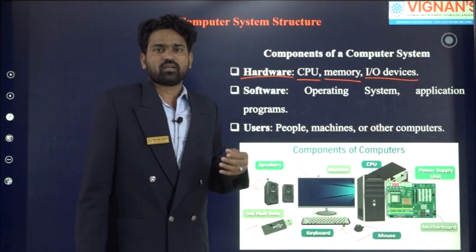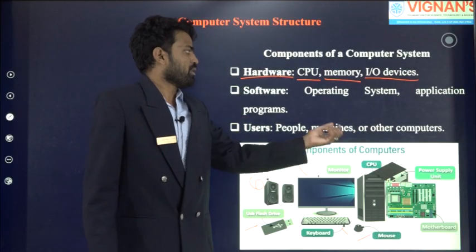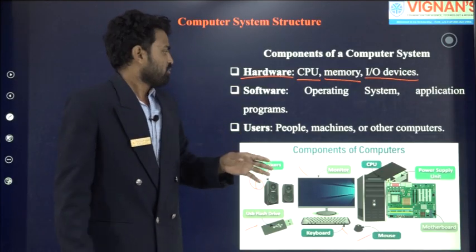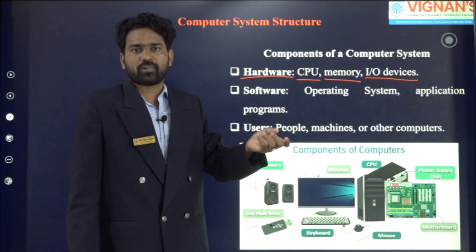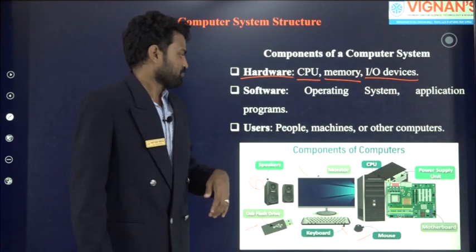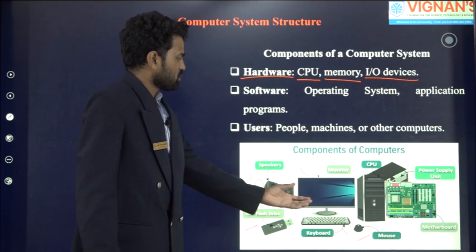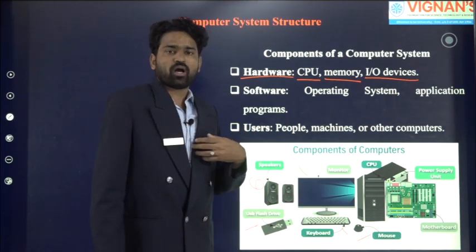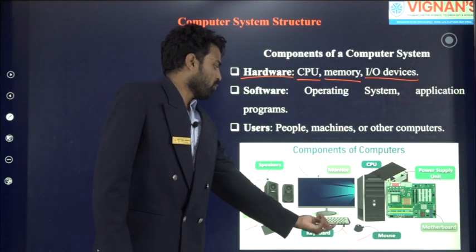Who is the user here? People are the users, or machines or other computers, which can interact with each other. The monitor is used to display our input and outputs, and to give input we use the keyboard and mouse.